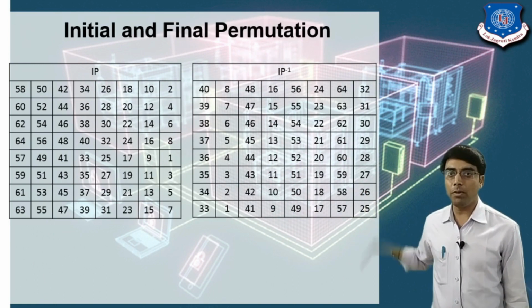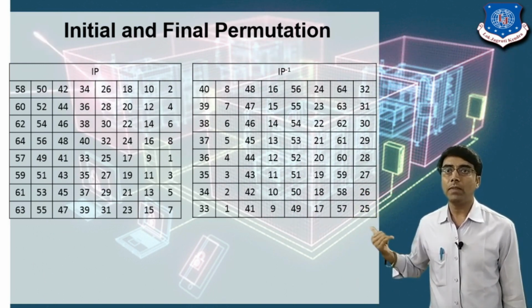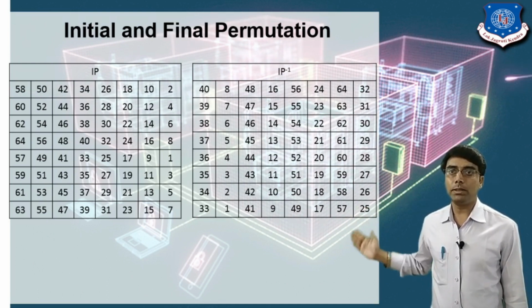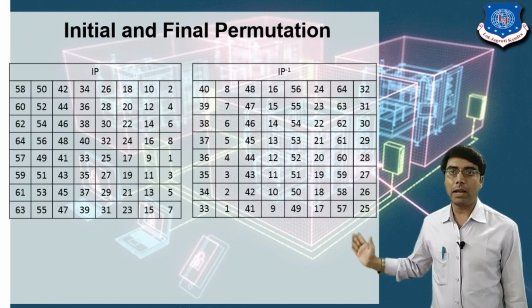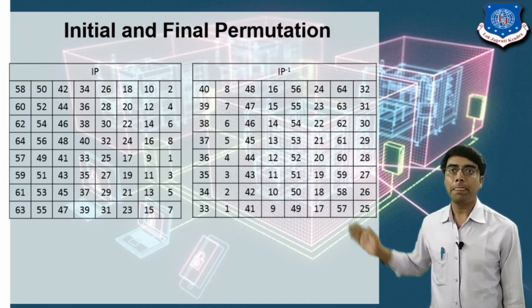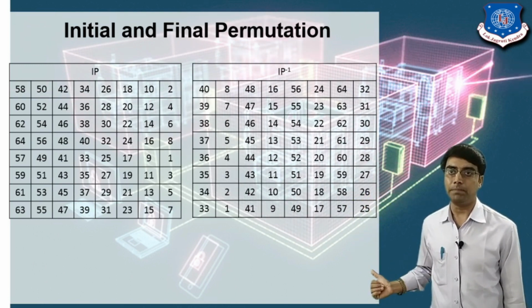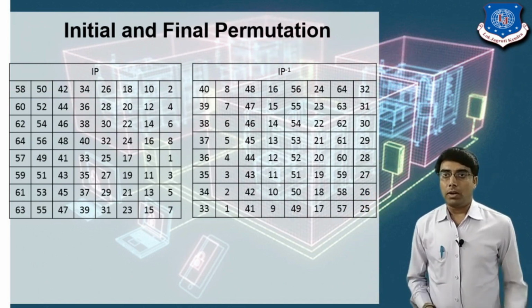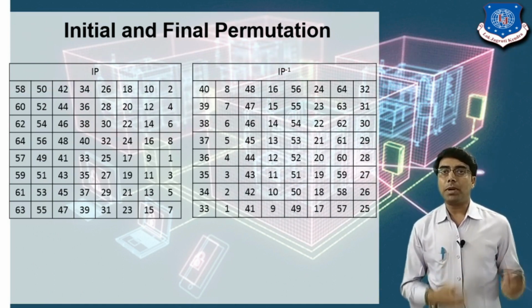Now the remaining four rows will be filled with the odd numbers like 1, 3, 5, 7. Now we fill the next column, 9, 11, 13, 15. Now we fill the next column, 17, 19, 21, 23, and so on. Now we are performing an inverse permutation.